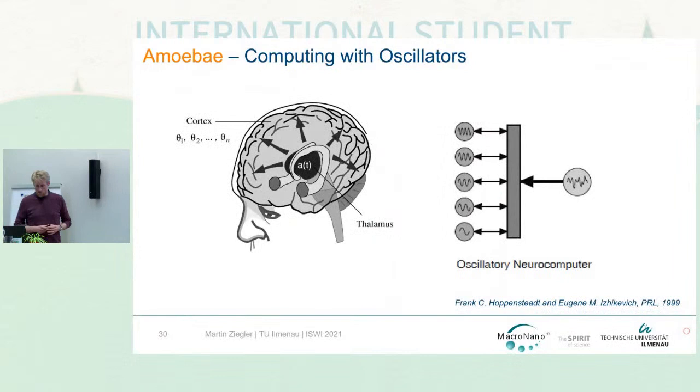Good. First of all, does this also give a route to the brain? And can we do something useful with that? First of all, yes, computing with oscillations is a very important paradigm in the brain. It's called brain waves and so on. I would rather not go into detail. And yes, we can make computers, oscillatory neurocomputers.